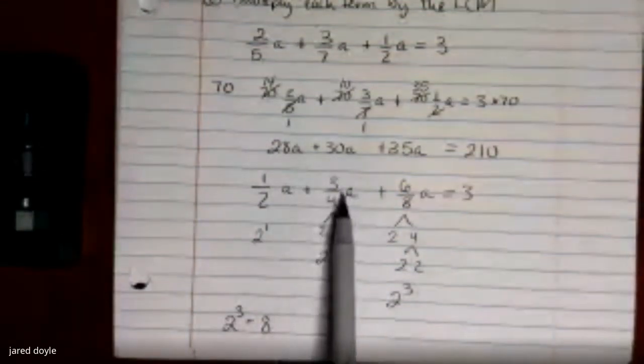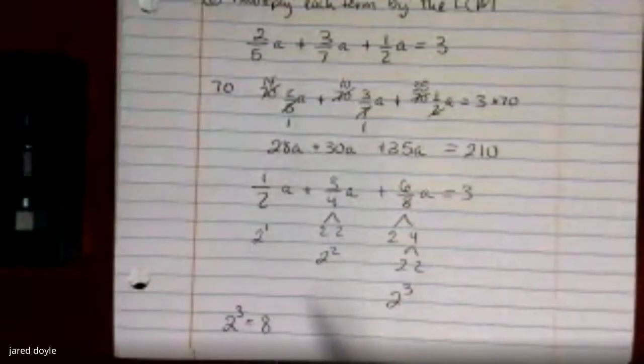And I'm not going to go back through multiplying these, but again, it would be 8 times 1/2, 8 times 3/4, 8 times 6/8, and 8 times 3. Each one of these terms is going to need to be multiplied by that LCM to eliminate it. Okay, there are going to be some practice problems for you guys to work on.